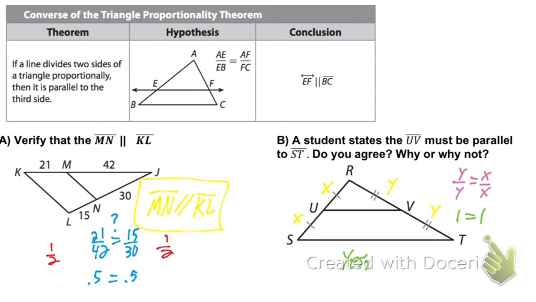Well, you could say 1 equals 1. You could say y over y does equal x over x. You could say xy equals xy. You couldn't do a decimal on this one, because we don't actually know the values.